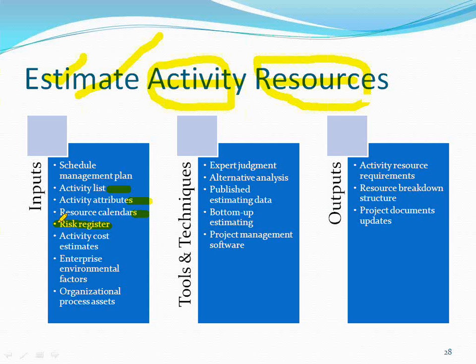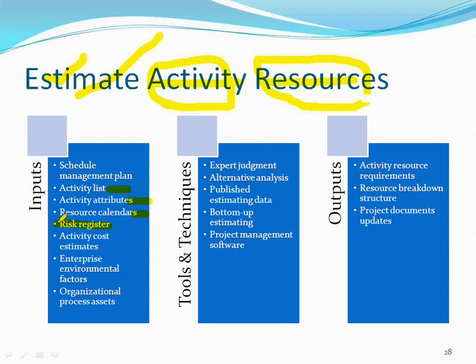Activity cost estimates. This is the output of cost management. You will use it here. Activity cost estimates, you may use it because the cost of the resource may impact resource selection. A bulldozer is very costly. Better we do it manually. Based on that, you have selected the resource. What are you going to use in the project? Sometimes based on the cost also we'll select the resource required for the project. That is activity cost estimates. And then the EEFs and OPA.